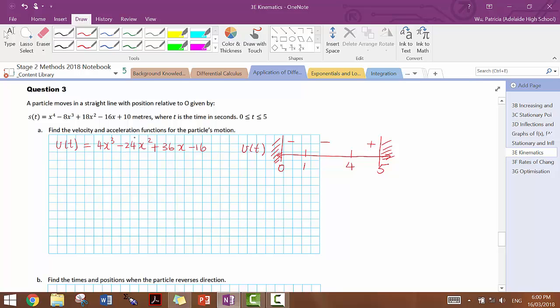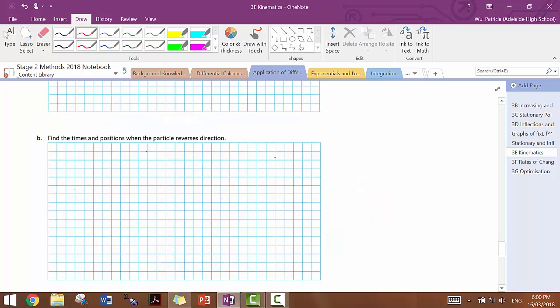And then I try to find the acceleration, which is the second derivative. And then this is the acceleration function. And then I try to do the same with the acceleration function. And this is what the sign diagram looks like. And then let's have a look at what else is asked for.